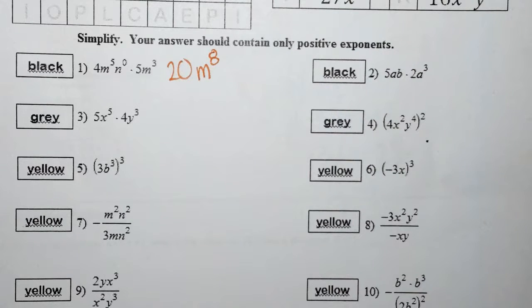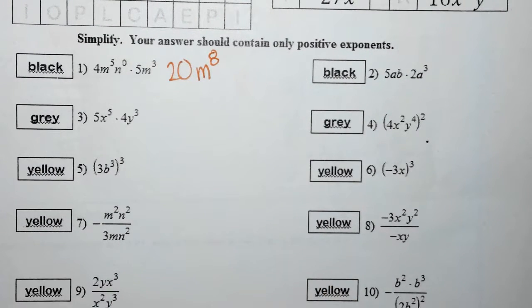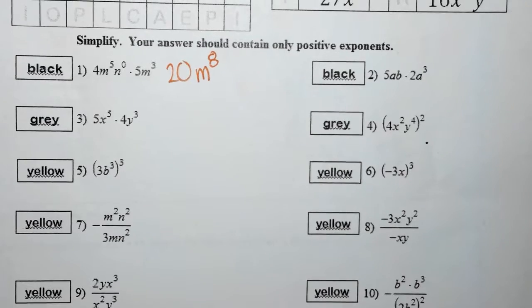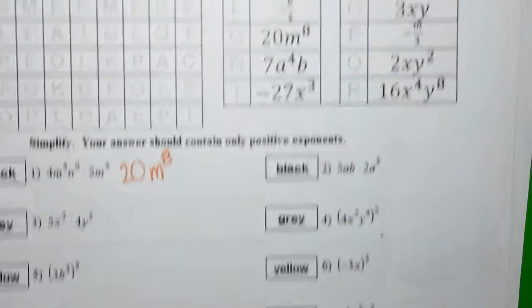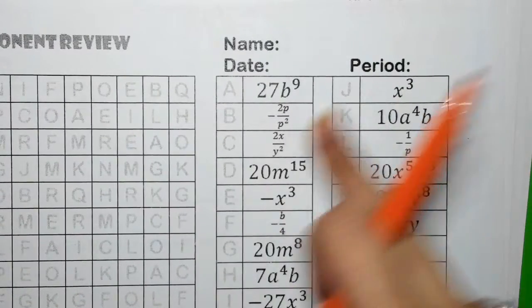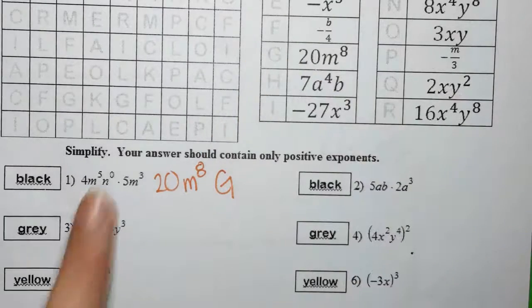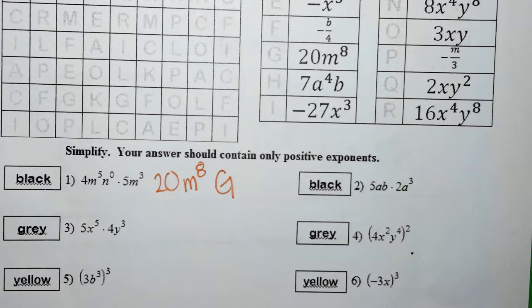Alright, now that n is to the 0 power, that's 1. So we don't write anything. It's just 20 times m to the 8th power. Is everybody with me? Now we are going to look up here for 20 times m to the 8th. Where do we see that? G. So everywhere we see a G, what are we going to color it? Black.